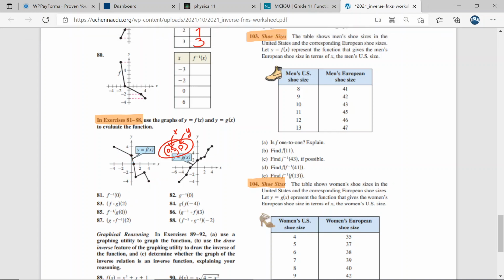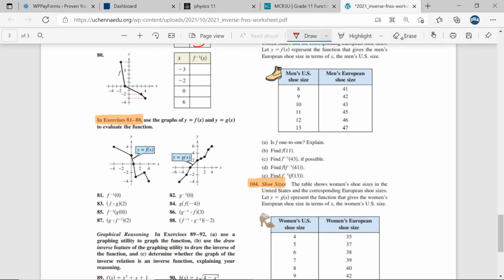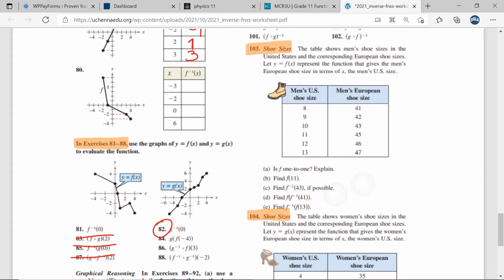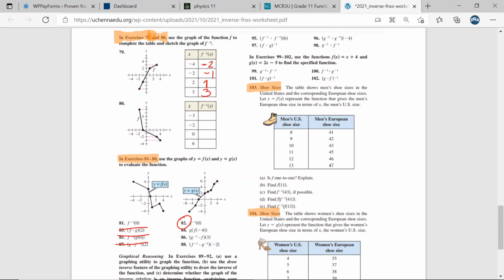Okay, I'm going to erase this. I will not ask you the other questions, just because I'm mindful of the time. I'm not going to do 83, 85, or 87. I would ask you to try and do 82, but I will ask you to look at this question, either 103 or 104. So first of all, 103 says, is f 1 to 1?